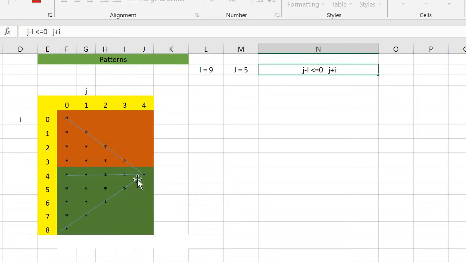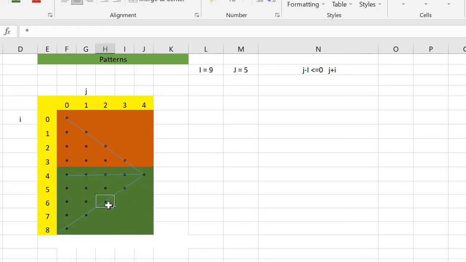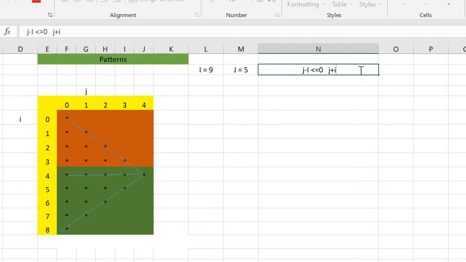Let me calculate the values. To calculate this value, it is 4 plus 4, 8. 5 plus 3 is 8. 2 plus 6 is 8. 7 plus 1 is 8 and 8 plus 0 is 8. Therefore, it will be j plus i less than or equal to 8.